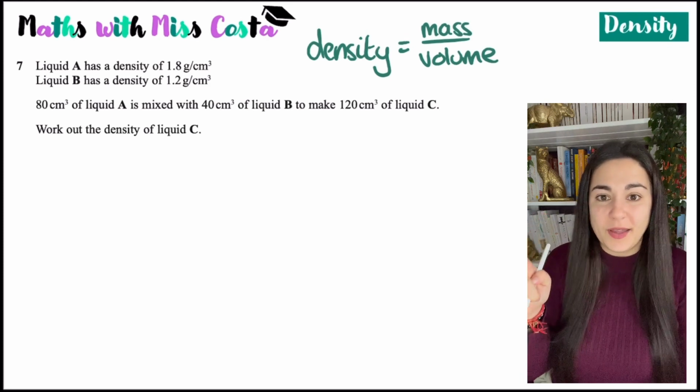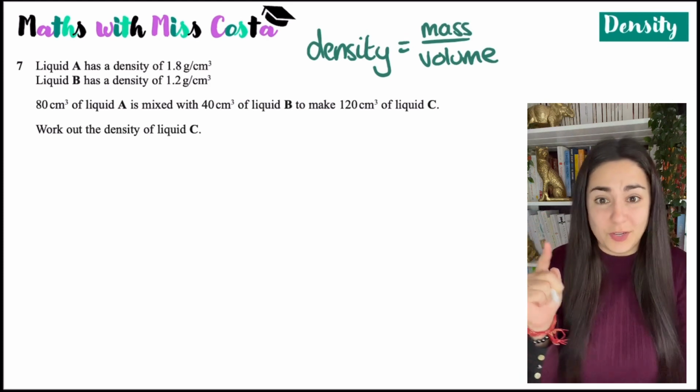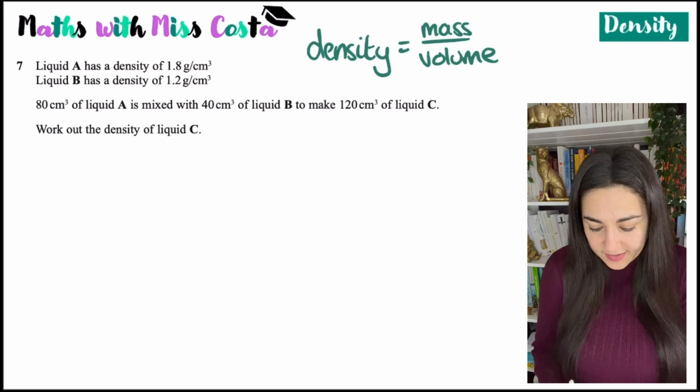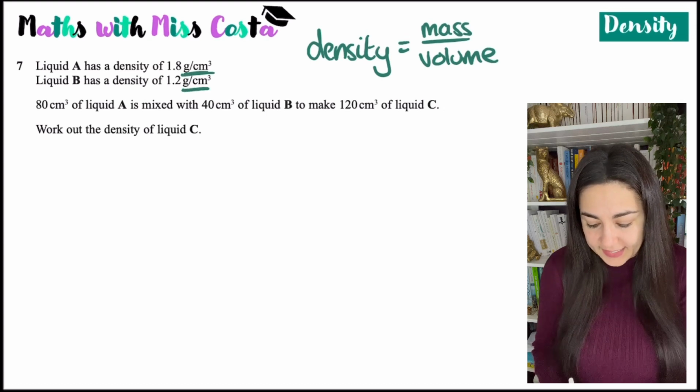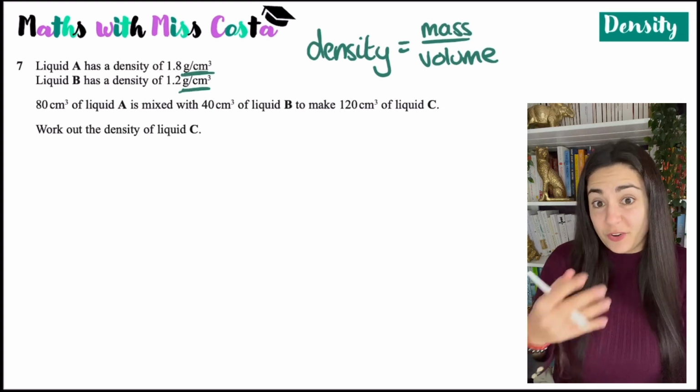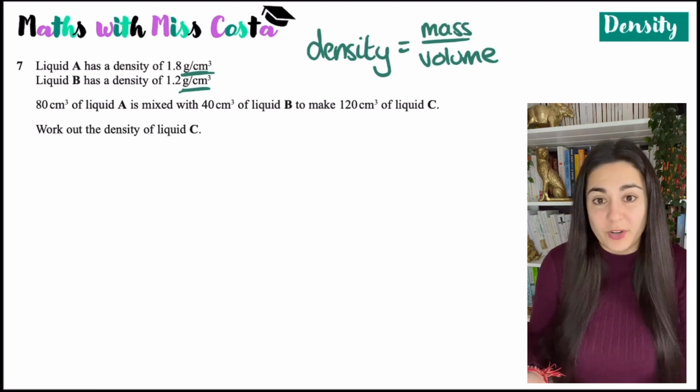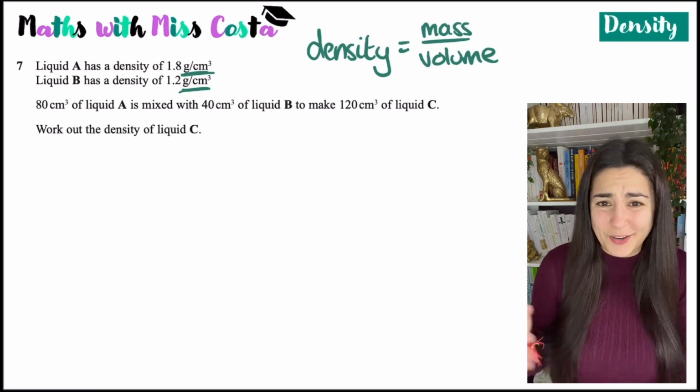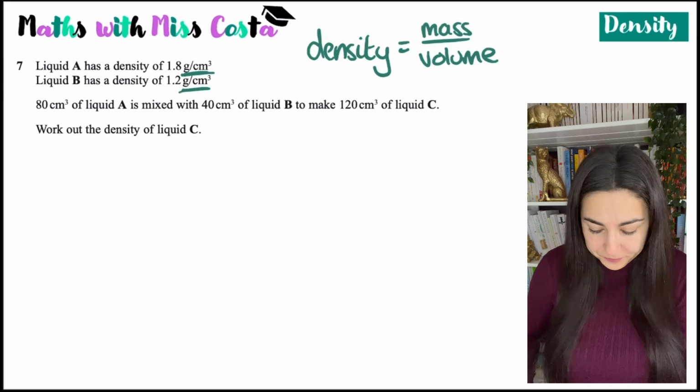Now, another quick way of remembering the formula, if you've forgotten it, is here they kind of tell you how density has to be written. So density is written by grams, which is mass, over volume, which is centimetres cubed. So if you forget, then hopefully you can use that as a little trick to remember.